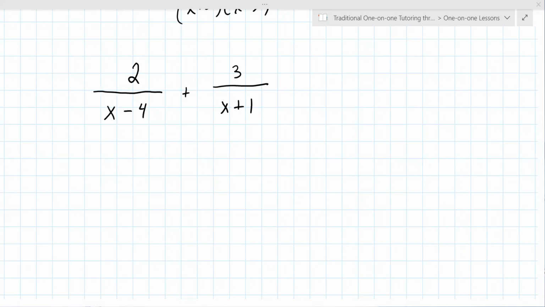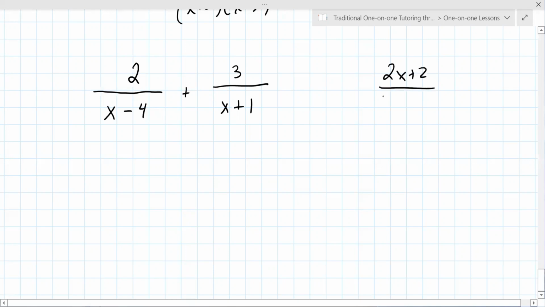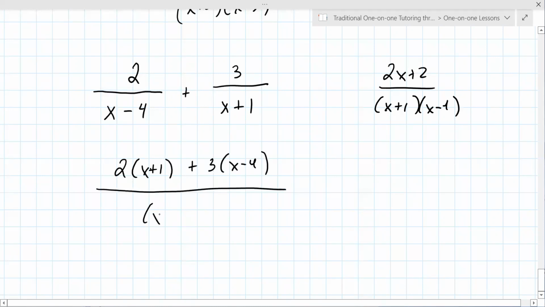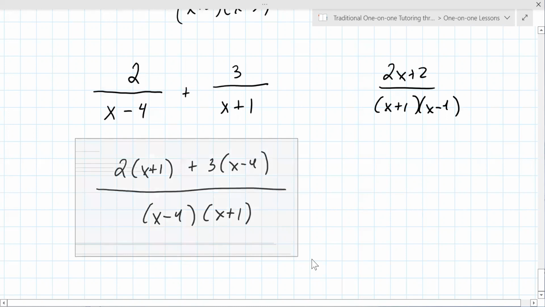I got 2x plus 2 over x plus 1 and x minus 4. Like this? Yeah. Okay, so let's take a look here. It is 2 times x plus 1 plus 3 times x minus 4 over x minus 4, x plus 1. So the order does not matter in the bottom. Totally doesn't matter here.